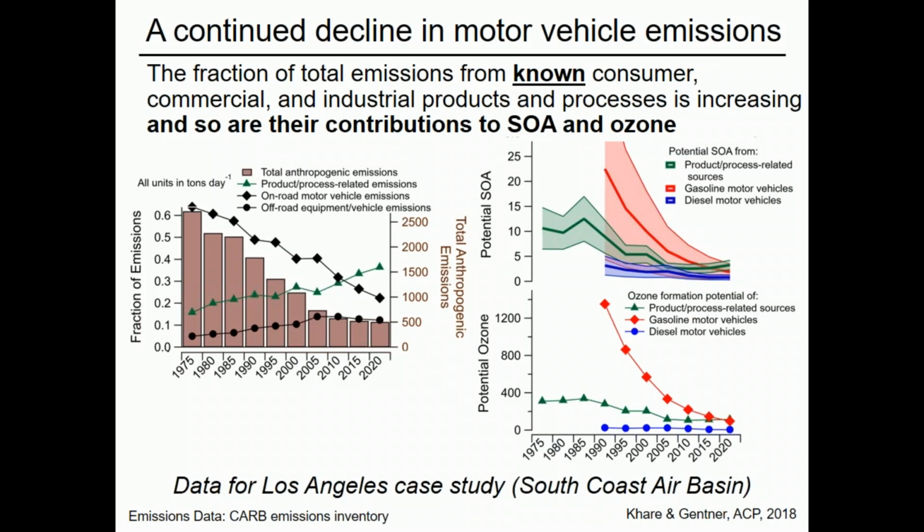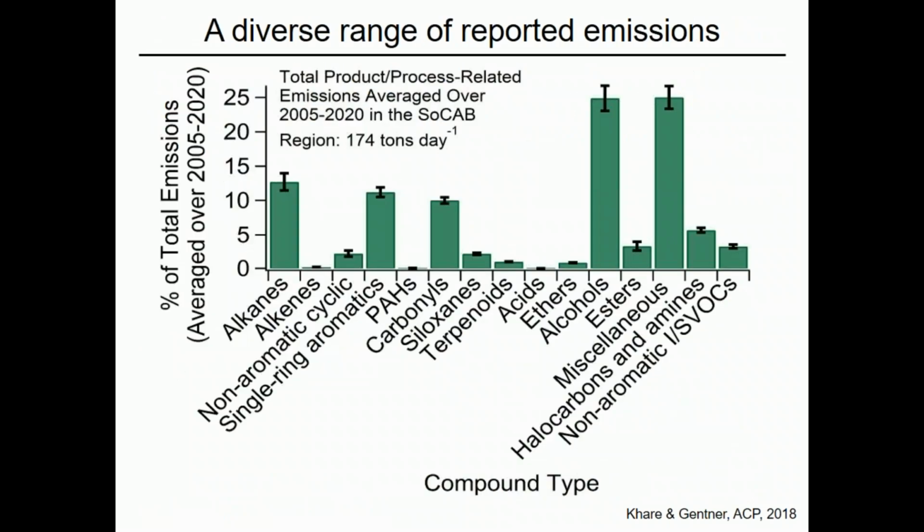So we see a similar story occurring with ozone, although the point at which we hit equilibrium between the non-traditional sources and gasoline is a little bit later in this analysis. And again, this is just what is reported in the inventory. And so we did a thorough analysis of the inventory, a number of other sources, and looked at products, and there's definitely some clear gaps that need to be filled in.